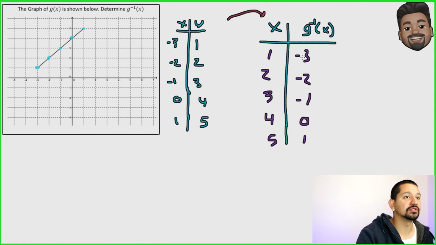So the -3 becomes the y value. The 1 becomes the x value. So notice how these two just swapped, and so forth. So now let's go ahead and sketch our inverse function, right? So we can see how it looks.